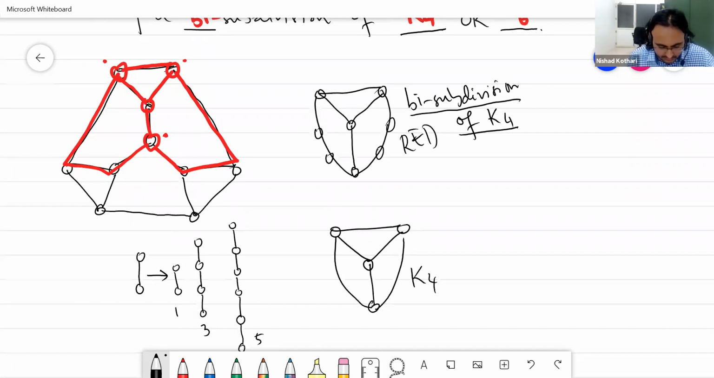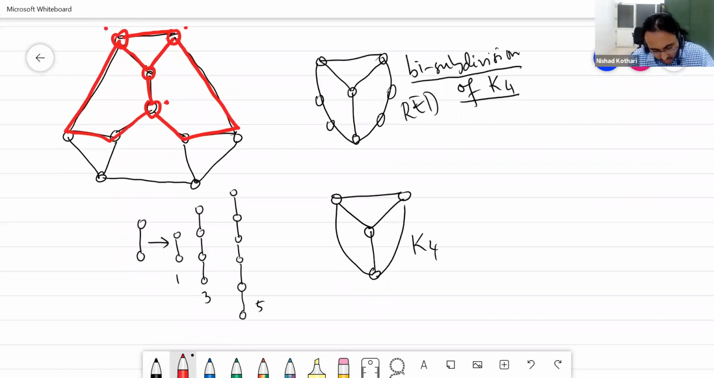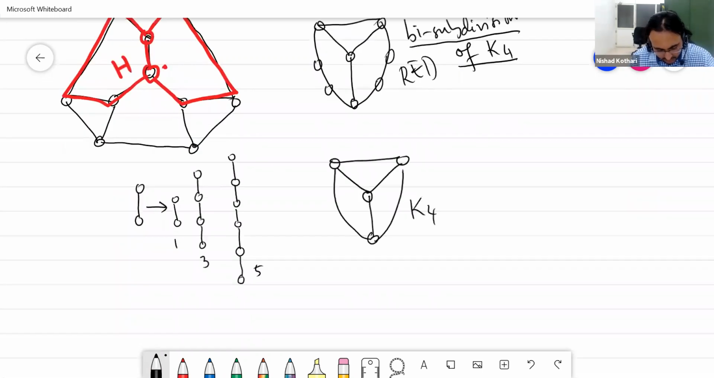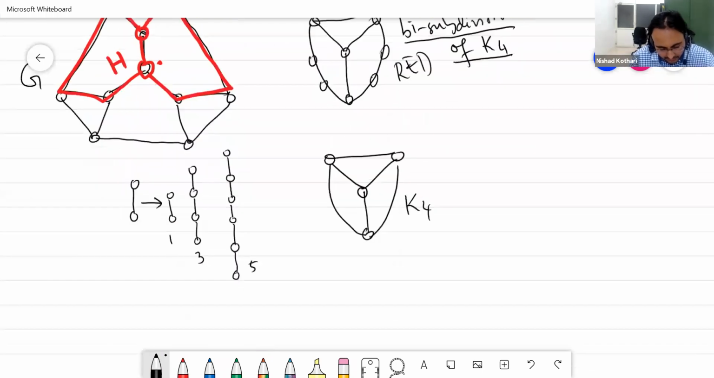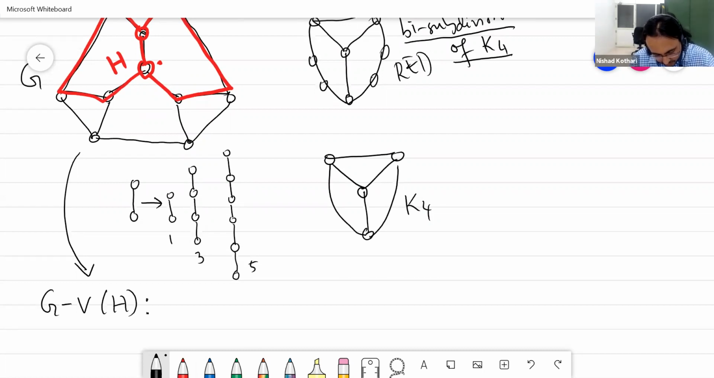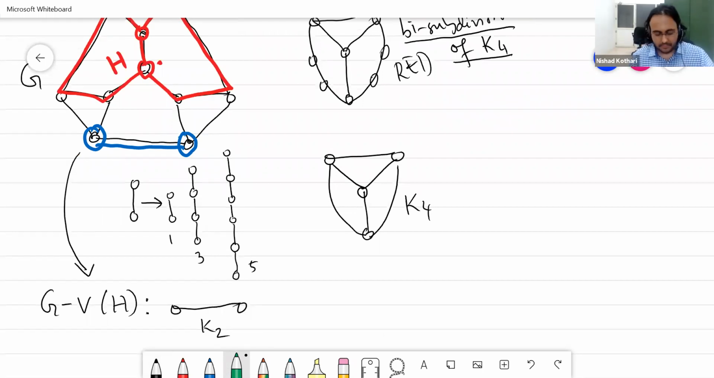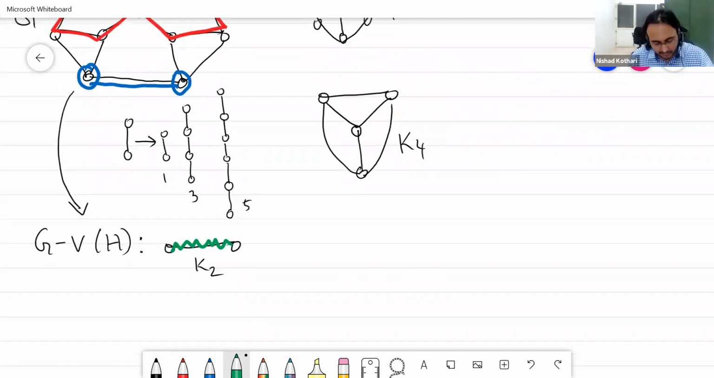Okay. So this is a bi-subdivision of K4. Another property of this graph drawn here is that when you delete the vertices, what do you get when you remove the red colored subgraph from the given graph? You will just be left with the blue colored subgraph. Let me draw the blue colored subgraph. You will be left with this graph. This is K2. And this graph has a perfect matching. So such a subgraph is called a conformal subgraph, right?